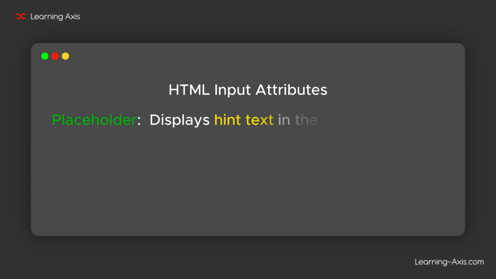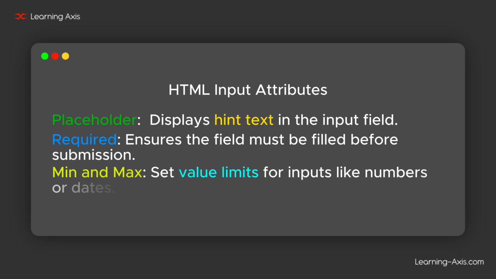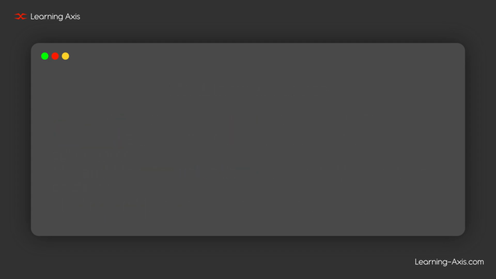Placeholder displays hint text in the input field. Required ensures the field must be filled before submission. Min and max set value limits for inputs like numbers or dates. Maxlength limits the number of characters in the input field. Let's see the example.